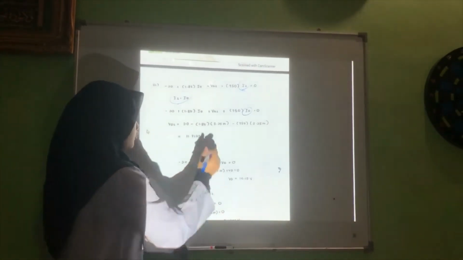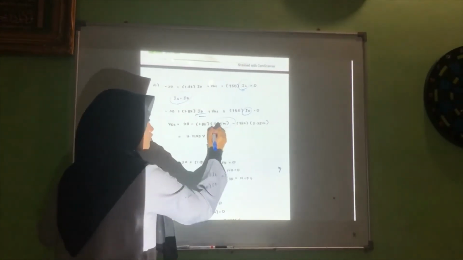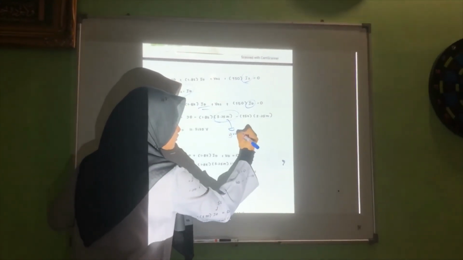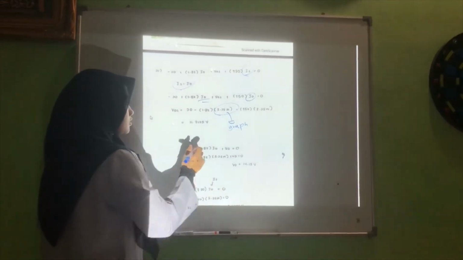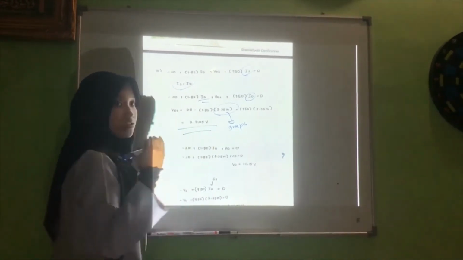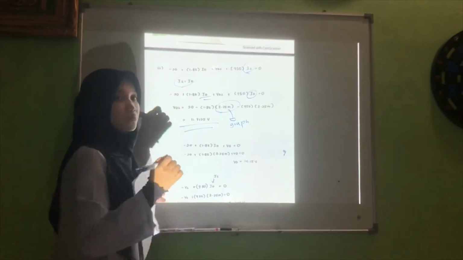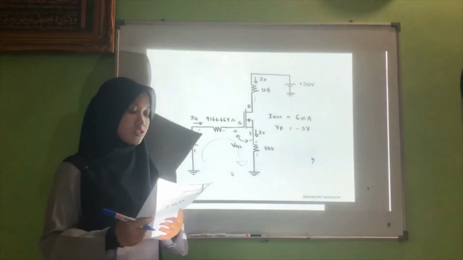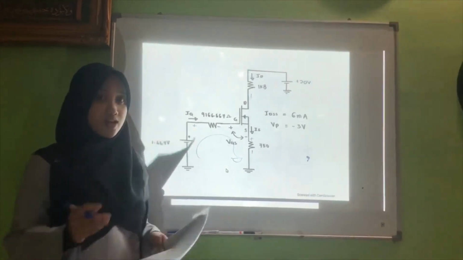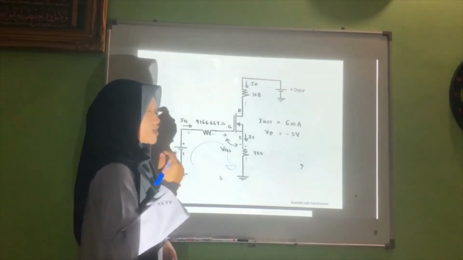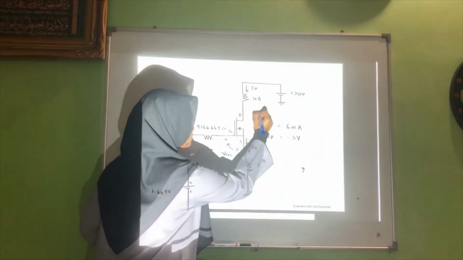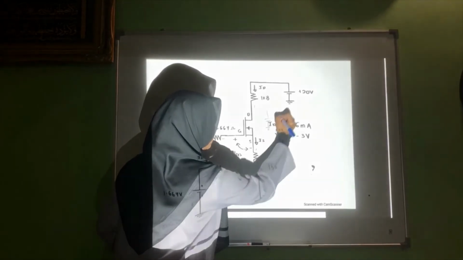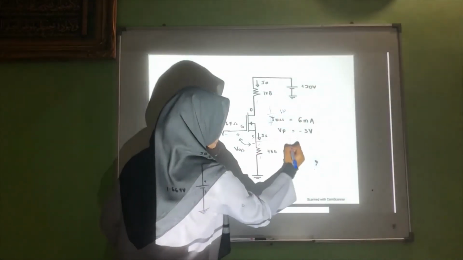The value of ID is 3.25 milli, which we get from the graph. Then we get the value of VDS, which is 11.7125 volts. Next, the last question, which is the terminal voltage VS and VD. For VS and VD, we can add on the voltage sources, this one for VD, and this one for VS.